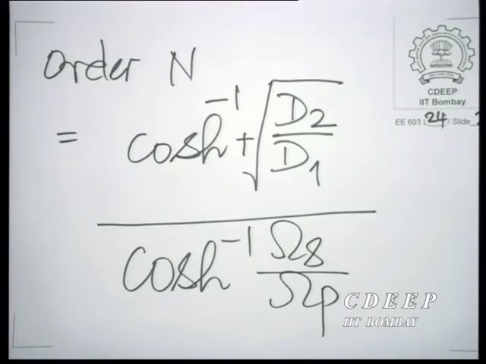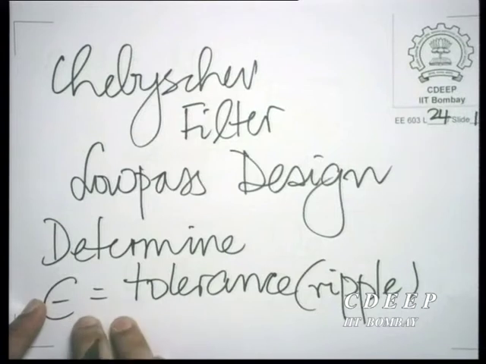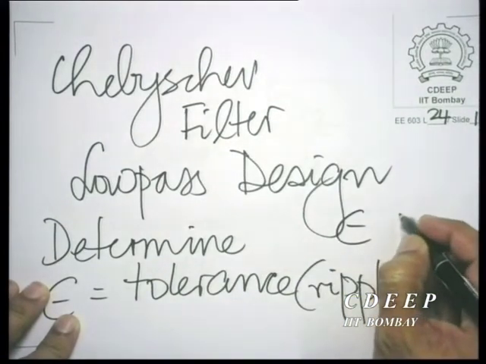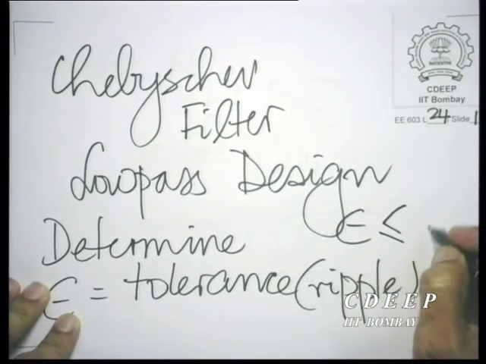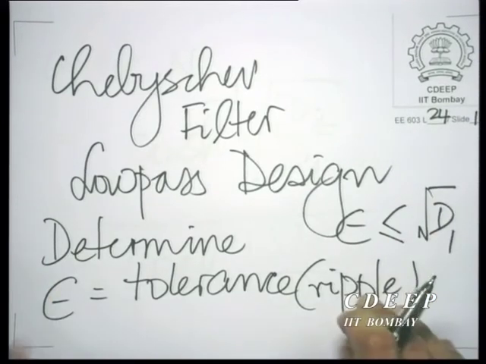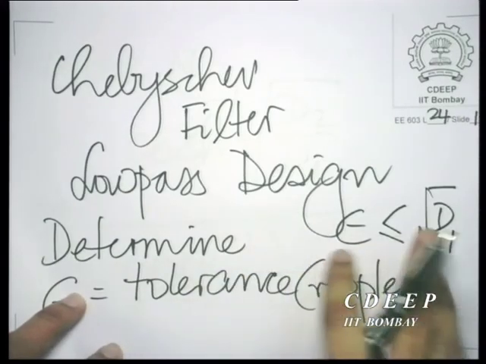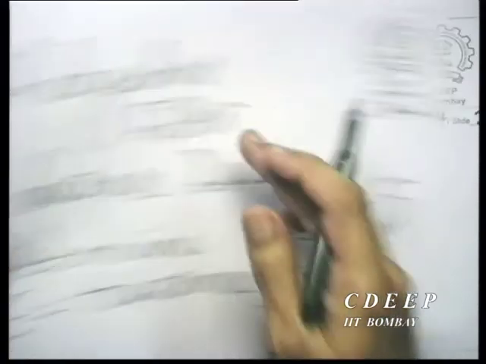Now, in the tolerance or the ripple epsilon, we saw that epsilon is less than or equal to, of course, you always want it to be small if possible, less than or equal to square root of d1. But we also made an observation on why we should choose epsilon equal to square root of d1 last time.